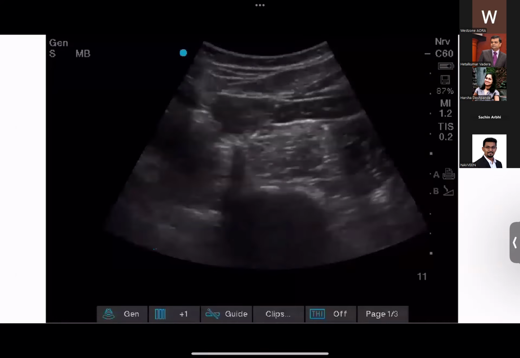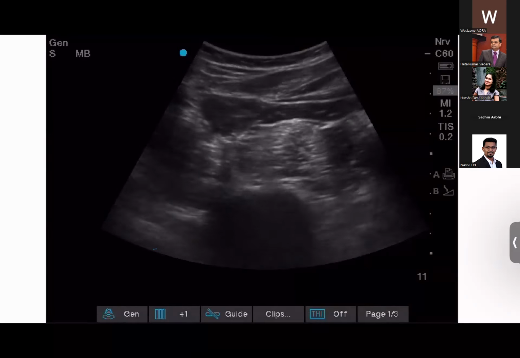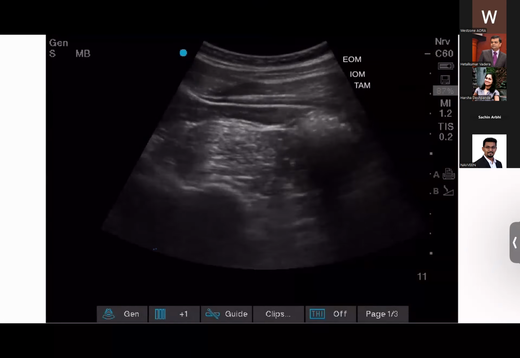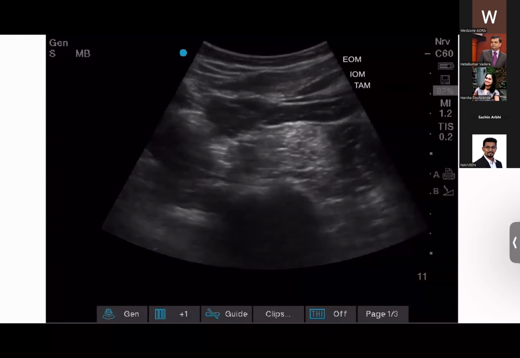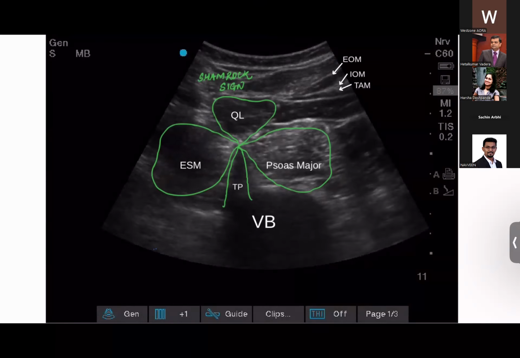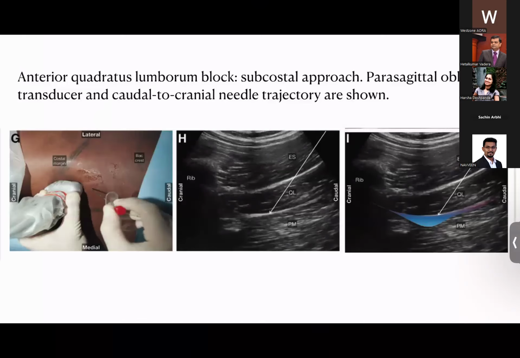Now, this is a video of a scout scan before the QL block. Here we'll identify all the muscles which we have described prior. This is the external oblique, internal oblique, and transversus. We slide posteriorly. Here we can see the vertebral body, tip, QL, and the shamrock sign. And then the needle insertion, the needle tip points for each block.